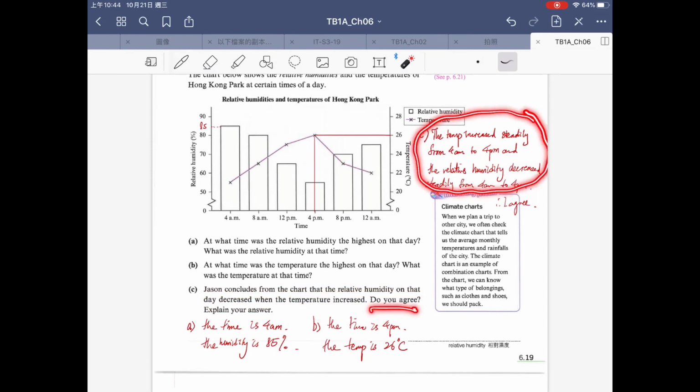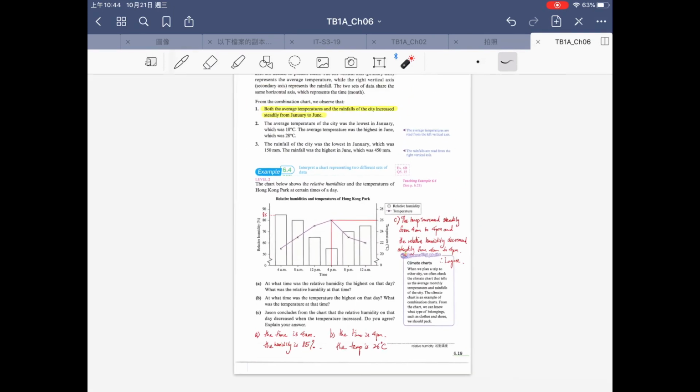And writing down the observation is the explanation of your answer. Understand? Use the wording increase steadily, decrease steadily. I have taught you in the last example. Understand?